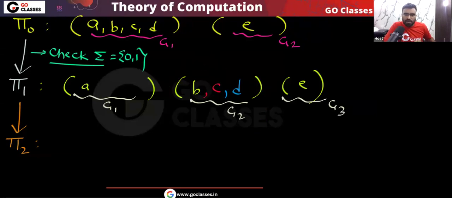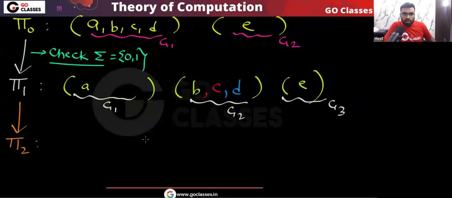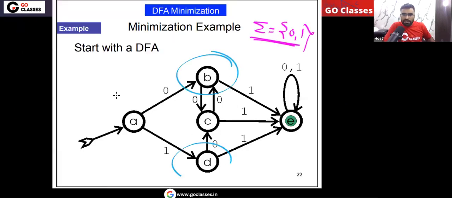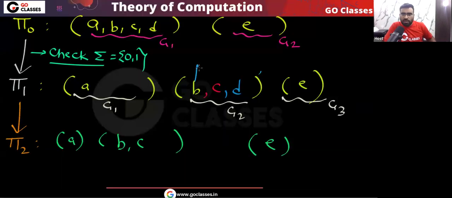Okay, what about BC on 1? BC on 1, they are going to group 3. So no problem. Remember, BC will be together. Okay, what about BD? Let's check BD. Tell me, BD on 0, where will they go? BD on 0, they are going to group 2. Yes or no?